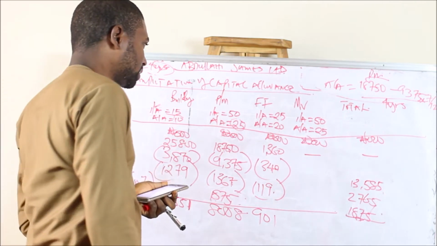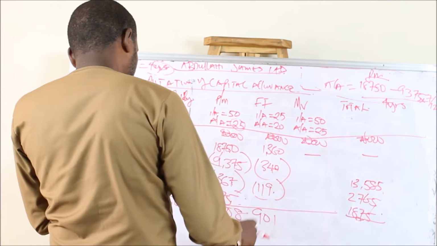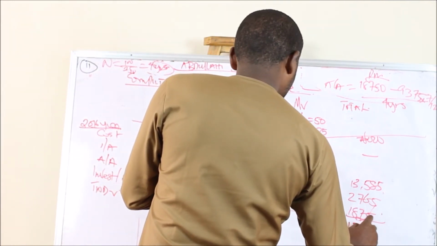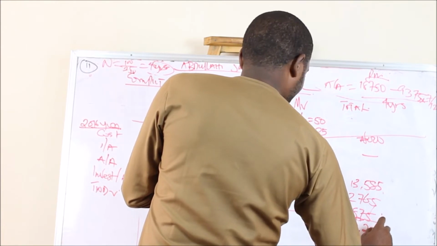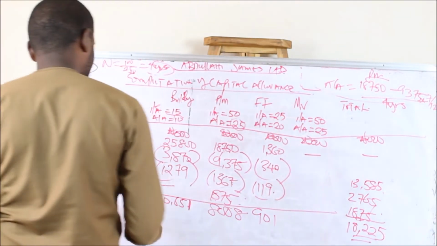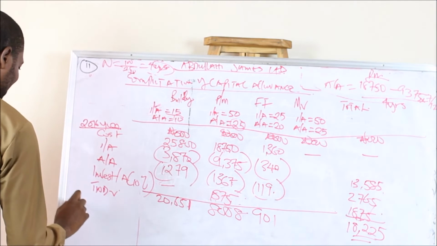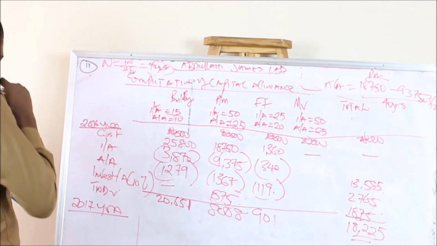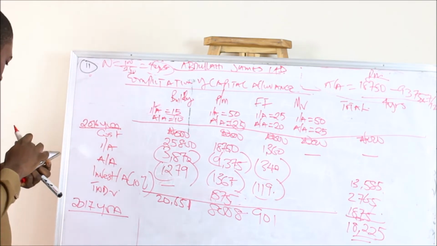Then of course, if you add everything together, the total capital allowance is going to give you 18,225. So that is that. That's the first year. So when I say 2017 year of assessment, remember, as I said, is there any asset we acquired in 2017? You have to go and check.